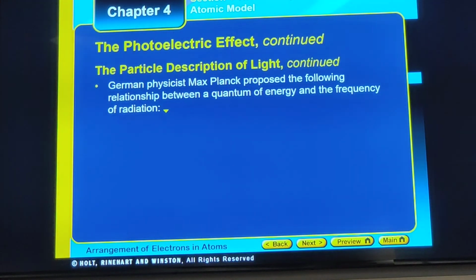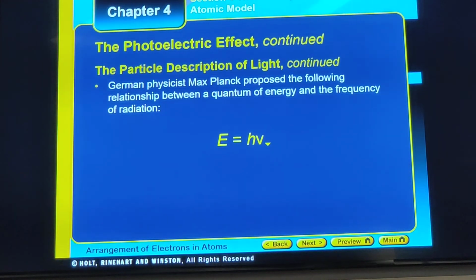So once Einstein said you need to look at this as being a particle of light, then a guy by the name of Max Planck proposed this relationship between radiation, in other words the energy of a photon, and the frequency.